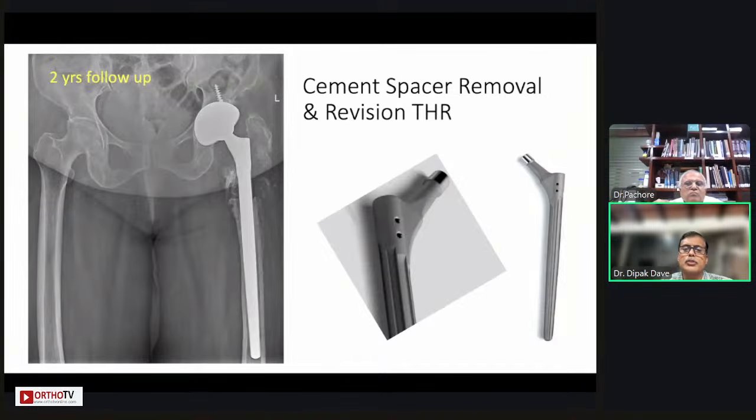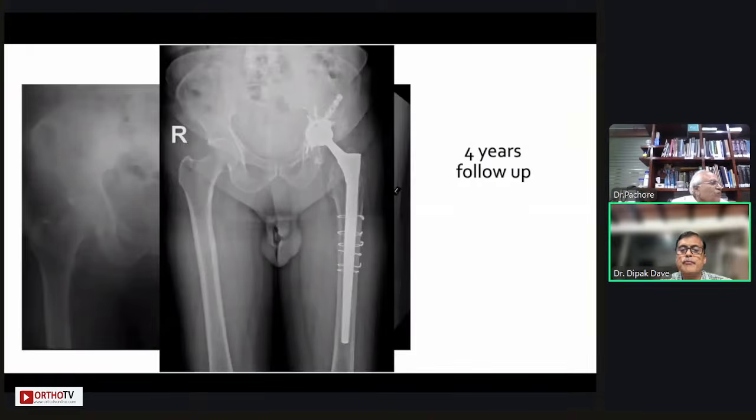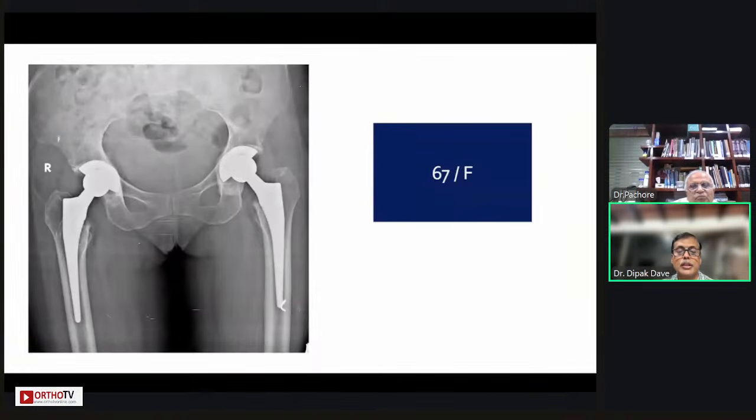Still, I have used a distal loading titanium stem. Two years follow-up, the patient is doing well. Periprosthetic fracture, Paprosky type 3A. Periprosthetic fracture, 4 years follow-up with a distal loading titanium stem revision. The patient is doing well. Here, because of the periprosthetic fracture, the whole metaphysis is open. So you need good distal fixation, for which you need a little longer stem.